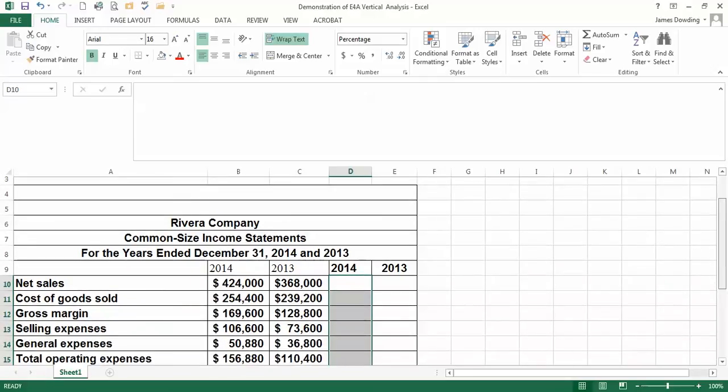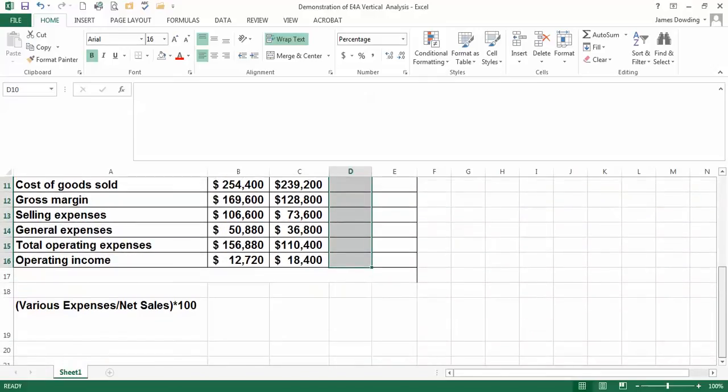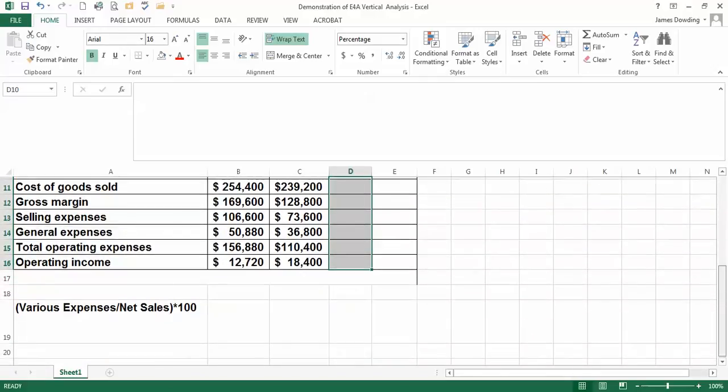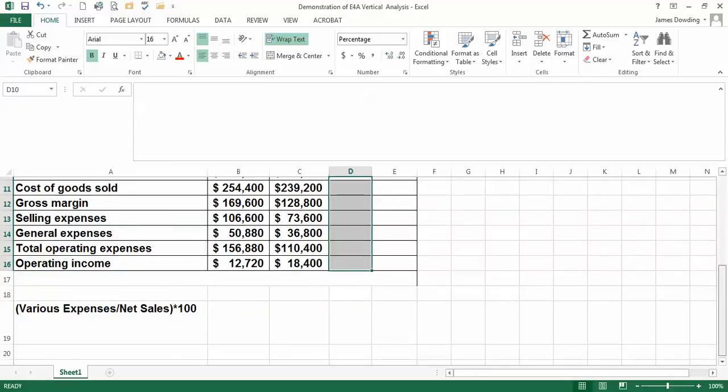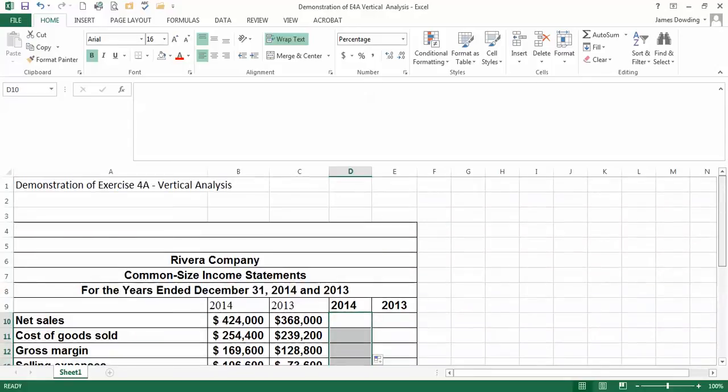We're going to use the formula: the various expenses divided by the net sales times 100%. To illustrate that, we're first going to take the net sales divided by the net sales for 2014.